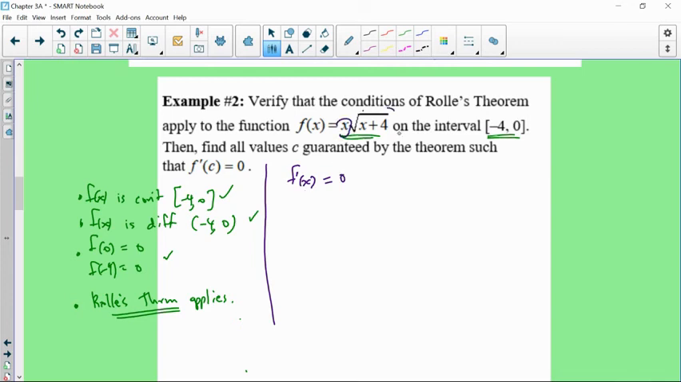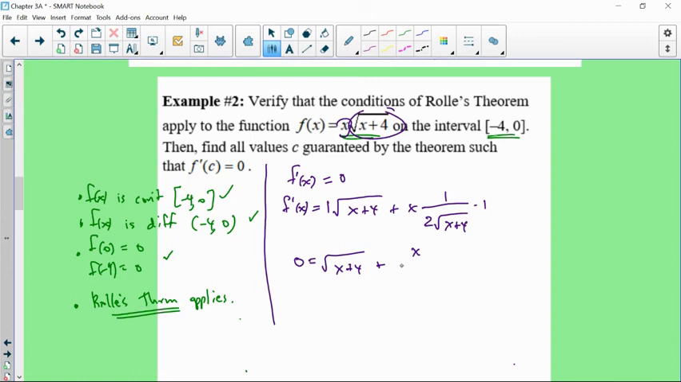Now this is actually a product rule, so be careful. So the derivative of x is 1. Leave the square root of x plus 4 alone. Now leave x alone. The derivative of a square root would be 1 over 2 times that root. And then chain rule with the derivative of the inside just a 1, so it doesn't really change anything. Set that equal to 0. So when does 0 equal the root of x plus 4 plus x over 2 root x plus 4?